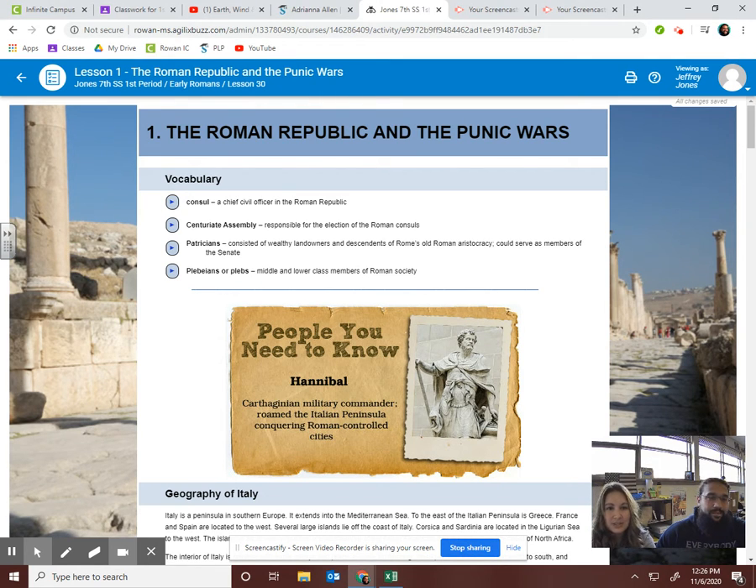So a consul is a chief civil officer in the Roman Republic. Centuriate assembly: responsible for the election of the Roman consuls. Patricians consist of wealthy landowners and descendants of Rome's old aristocracy, the rich, the upper class people. They could serve as members on the Senate. And at that time, remember, they were the only class that could serve on the Senate. And then you have the plebeians, or plebes, which is the middle and lower class members of the Roman society.